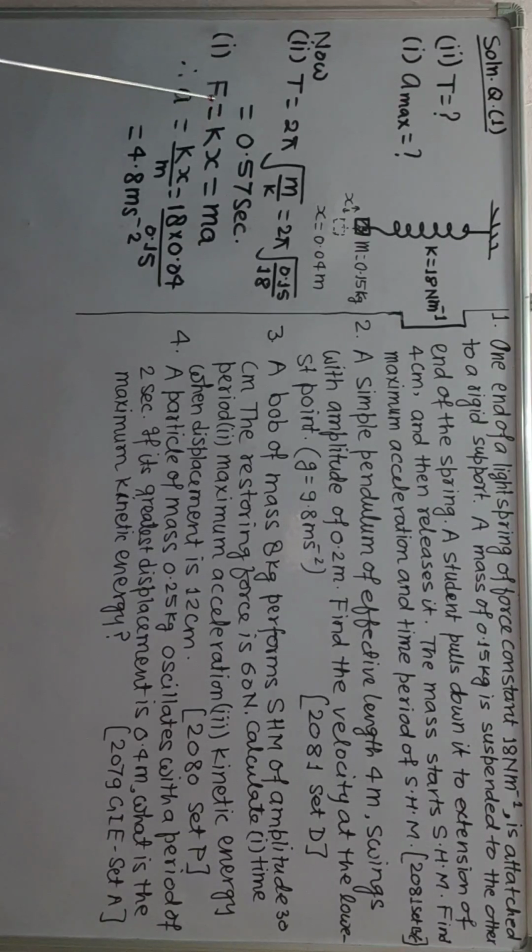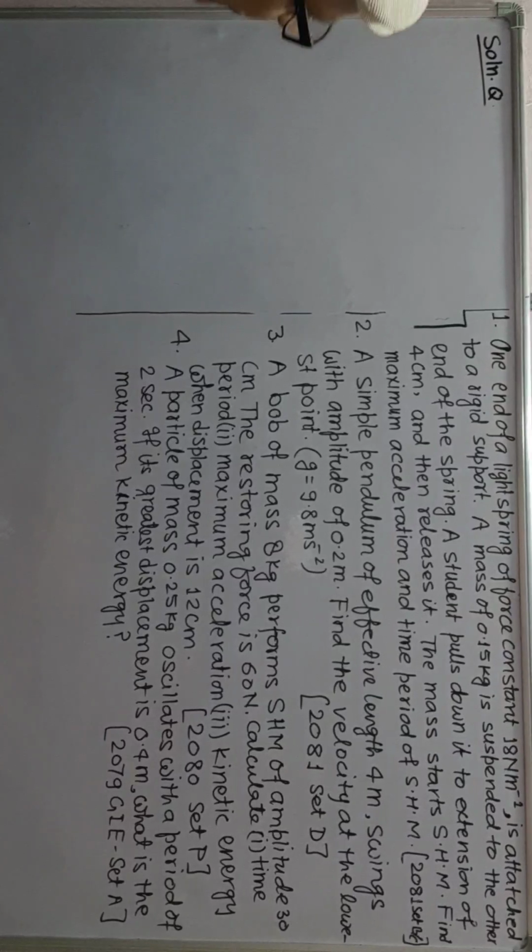Now, to find the maximum acceleration, we get F is equal to kx, and here x is equal to 0.04 meter. Therefore, a will be equal to kx upon m. Putting the values, we get a as 4.8 meter per second square.